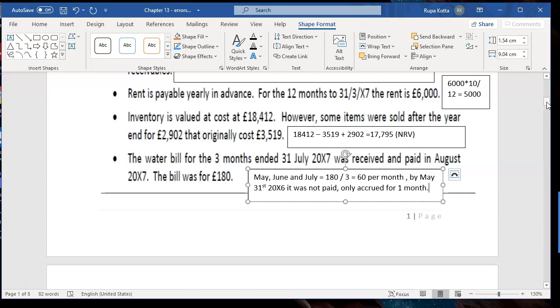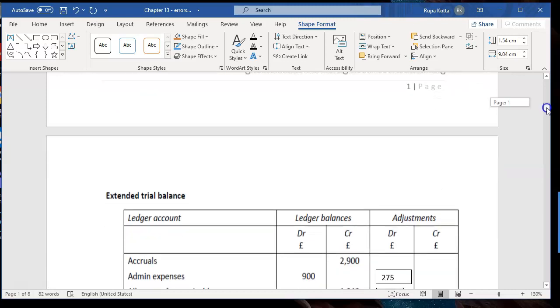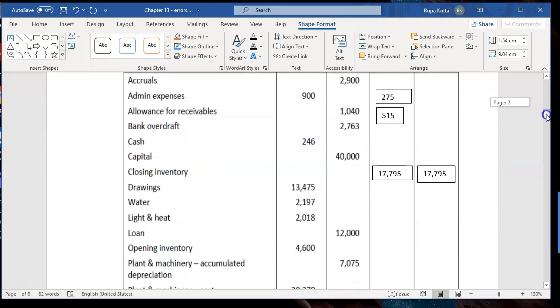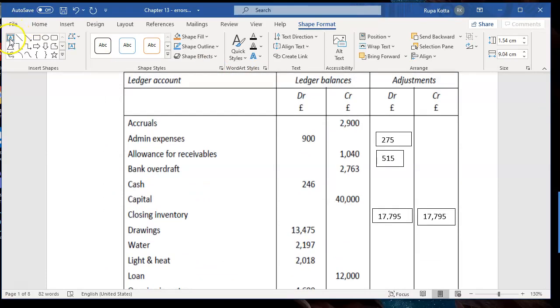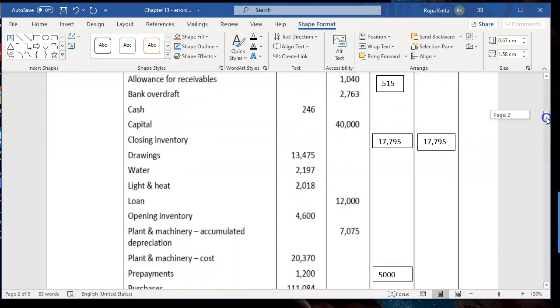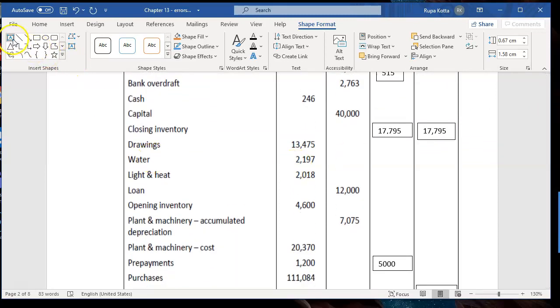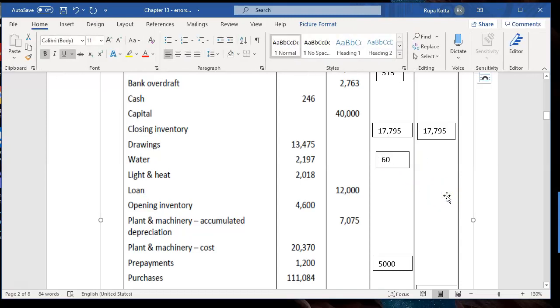Double entry, because you haven't paid this bill, accrual is a liability, so accrual will be credited and the relevant expenditure should be debited, which over here is water. Okay, so accrual is credited because it is a liability, so we put it on the credit side, 60 pounds over here, and the related expenditure should be debited, which over here should be water. The water account will be debited by 60 pounds, because even though you did not pay it, this is still expenditure related to the current year, so you need to add it. So that is all the adjustments completed.